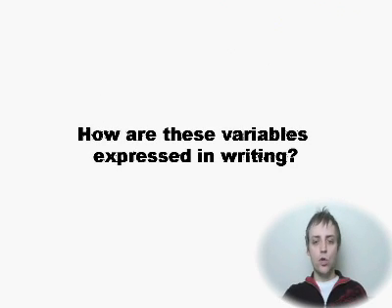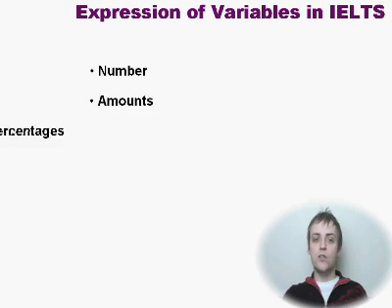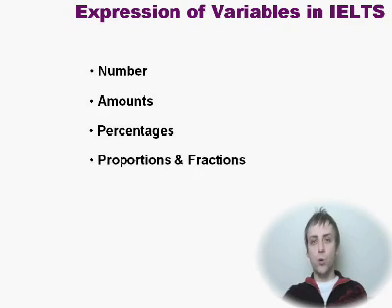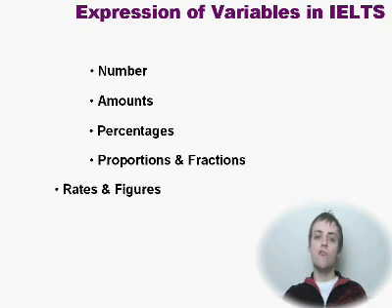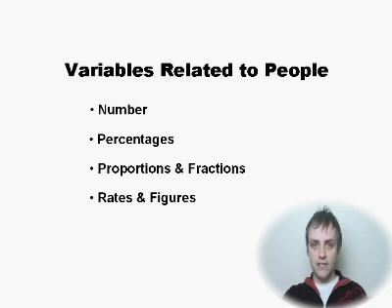But first of all, how are these variables expressed in writing? We talk about number, we talk about amounts, we talk about percentages, proportions and fractions, rates and figures. Okay, these are the general expressions of variables in this form at IELTS. First of all, we're going to look at the demographic side of it, so talking about people first, with number, percentages, proportions, fractions, rates and figures, and how we can actually put the expression of these variables into sentences.